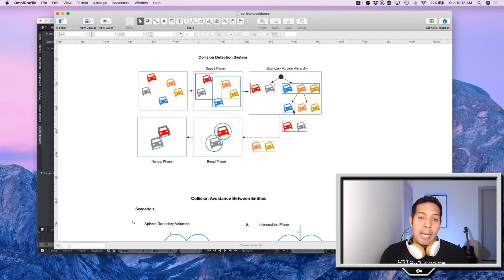So basically what I have here is a tree that hosts data in such a way that it tells the engine which entities are most likely to collide. And at this point is where I divide the whole engine into two sections, into two phases, the broad phase and the narrow phase.